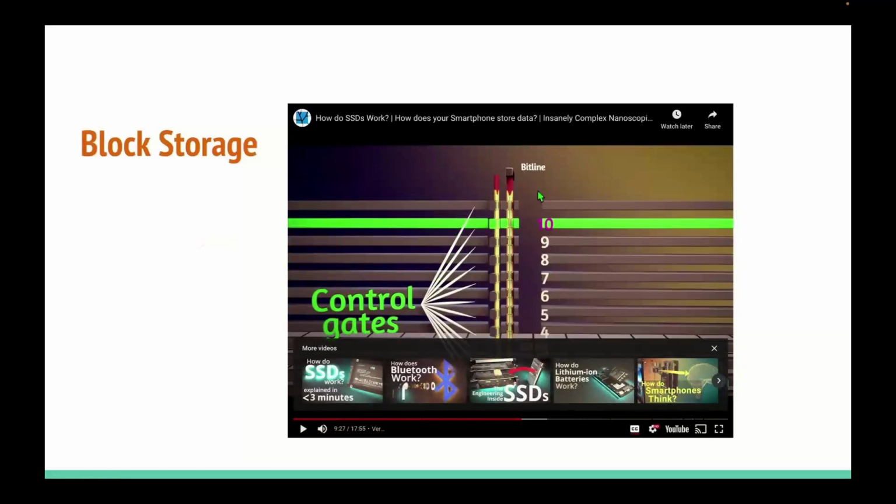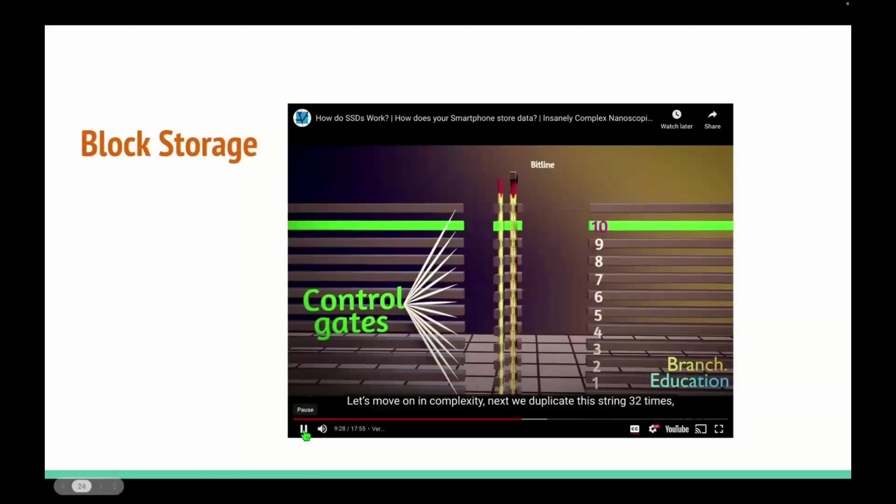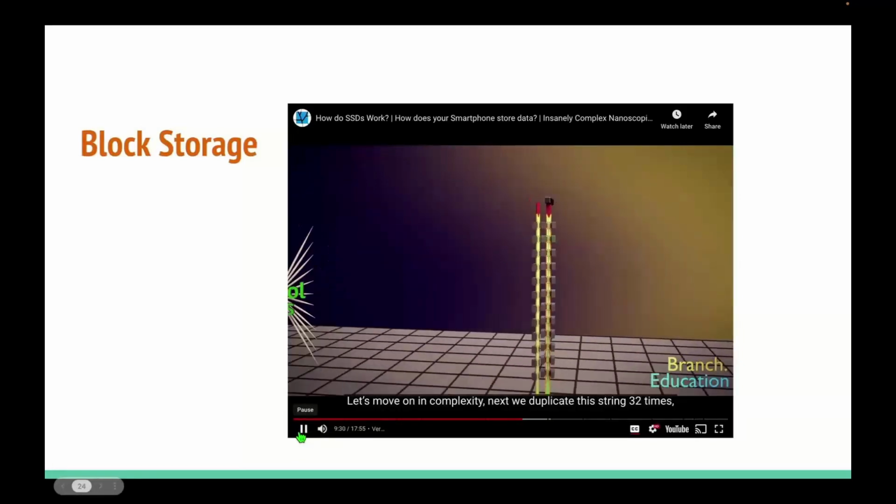Just to highlight that one more time. Only one cell can be read from or written to at a time. So keep that in mind. Let's move on in complexity.